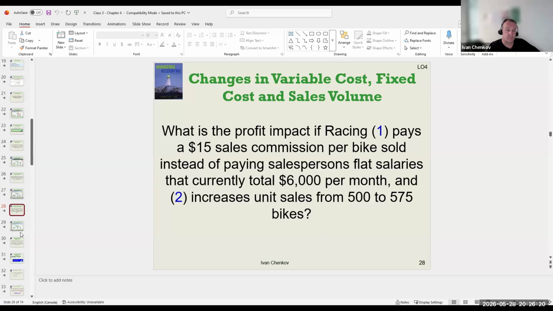Next scenario. Now, what will be the profit impact for this company if it pays a $15 sales commission per bike instead of paying a flat salary of 6,000 per month, and increases the unit sales from 500 to 575 bikes? So what we're doing now, we're reducing the fixed cost by 6,000, but we're adding variable cost of $15 and increasing the bikes by 75.